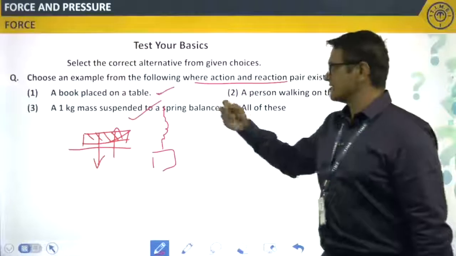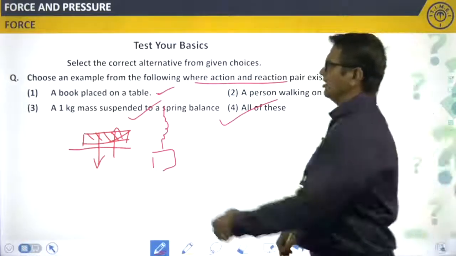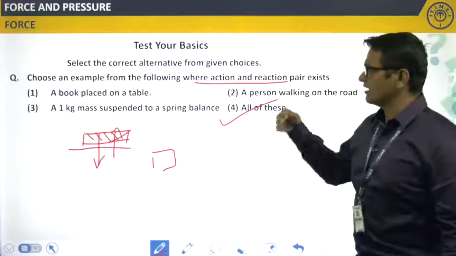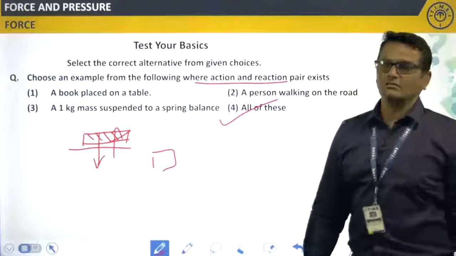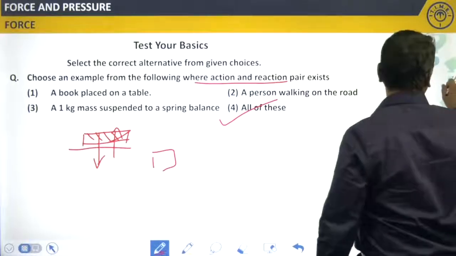So in all these cases, there is an action. Last one, all of the above. So the answer is all of the above. So action and reaction force is occurring in all of these given conditions. Let's see the next question.